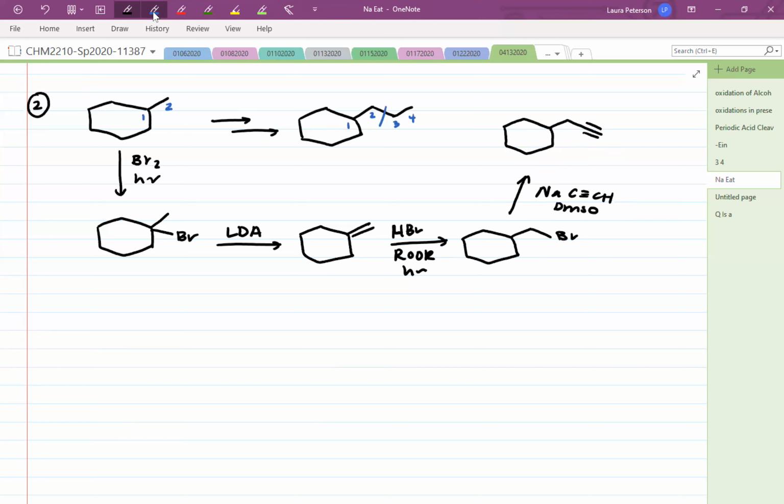Let me just count them so you can see them. There's carbon 1, 2, 3, and 4. So we added carbons 3 and 4 through this acetylide substitution. And then lastly, we have to remember how I go from alkyne to alkane, and the reduction I want is H2 and platinum, or palladium or nickel.